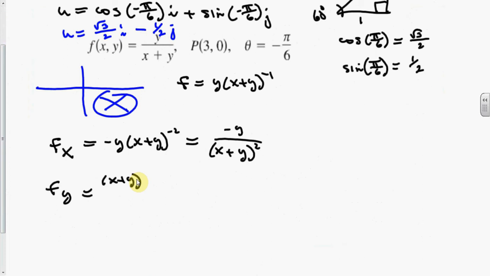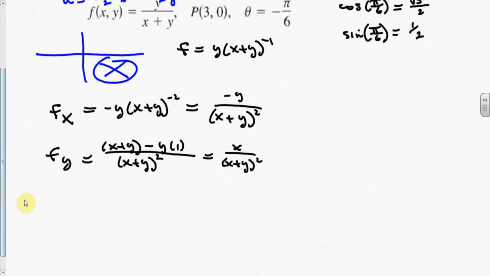So the quotient rule: the derivative of the numerator, which is 1, times our denominator, minus our numerator times the derivative of our denominator, which is just 1, all over our denominator squared. So this is just x over x plus y to the second.